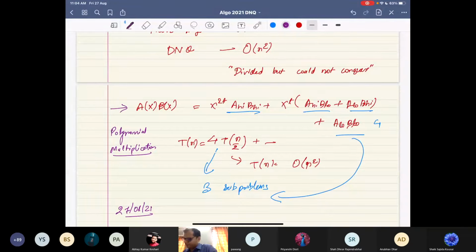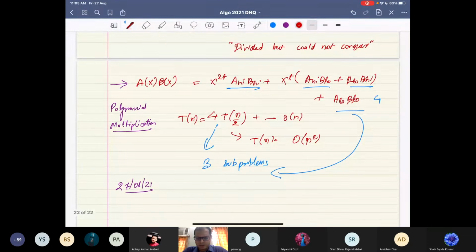We also found the corresponding recurrence relation, that is Tn is 4 times Tn by 2, because there are 4 subproblems, each of size n by 2, plus we do some order n work. And we also saw the Master's theorem that can directly tell me that this is order n square. We tried to divide, but we could not conquer. We could not get a better solution than what we had originally. So now we have to think what else we can do.